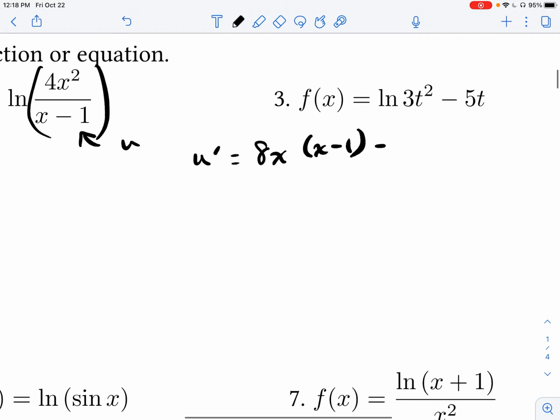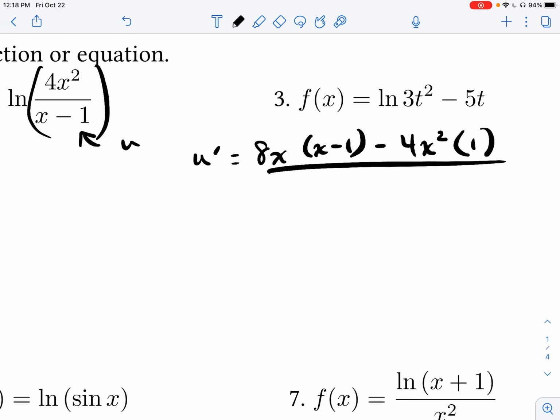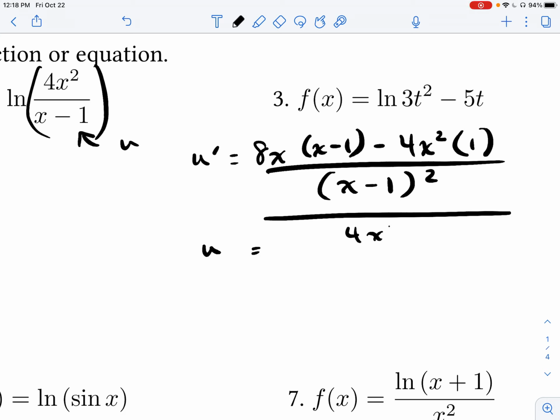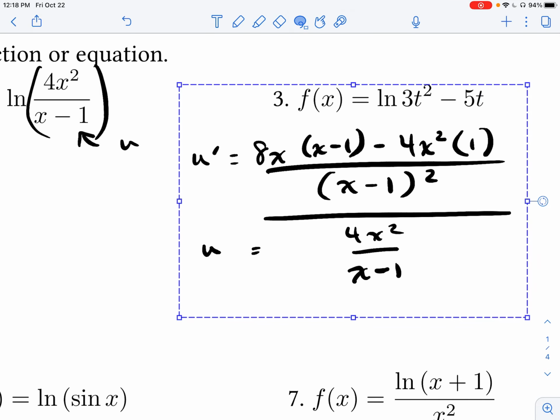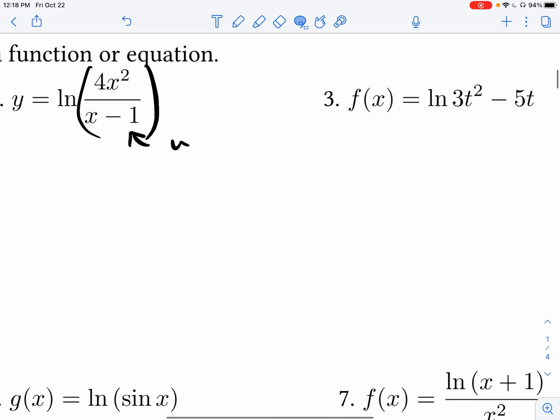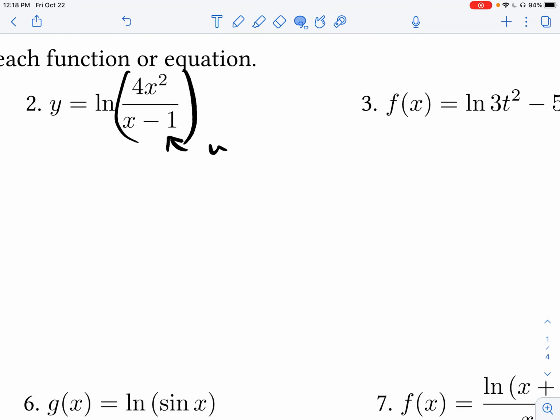minus our numerator, 4x squared, times the derivative of our denominator, which is 1, all of this over x minus 1 squared. And then I could divide all of this by u here, whatever u is, which was 4x squared divided by x minus 1. Now that looks a little bit gnarly, so I'm going to remove that for a second, and then ask yourself, is there another way that I could have done this?